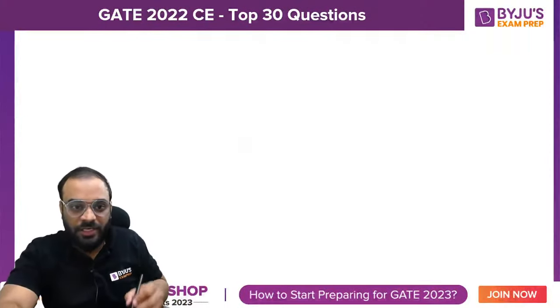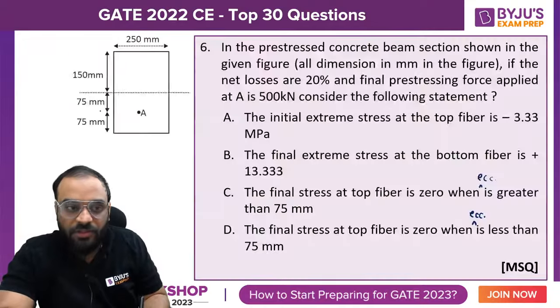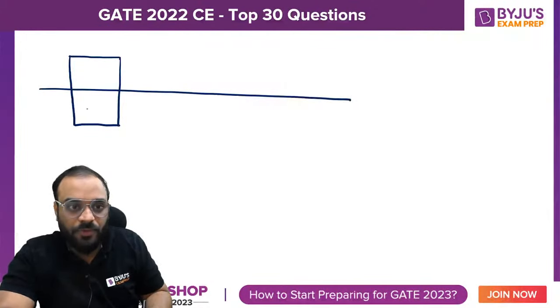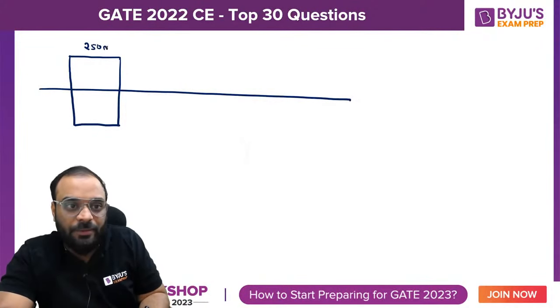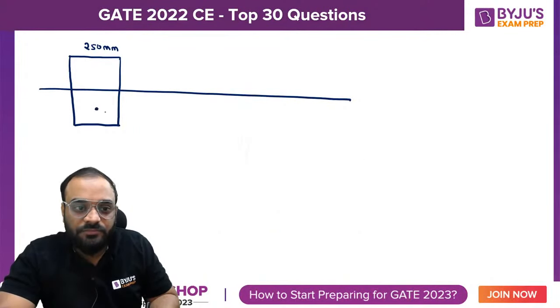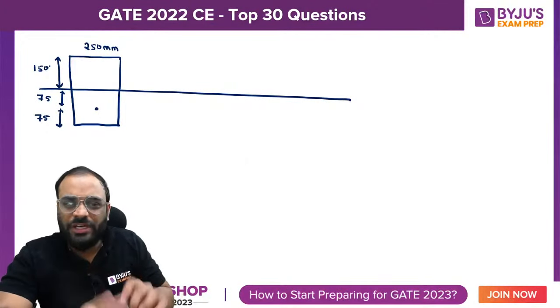Okay, so let me solve it for you. First of all, we need to see this particular diagram, which is our given figure, right? And then after that, we will try to draw the stress diagram also. So this value is 250, guys, 250 mm. And the overall depth is 150 plus 150, that is basically 300 mm, correct? And this is our cable, location of the cable. This one is 150. And this one is 75. This one is also 75.